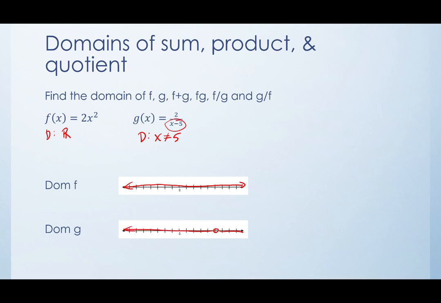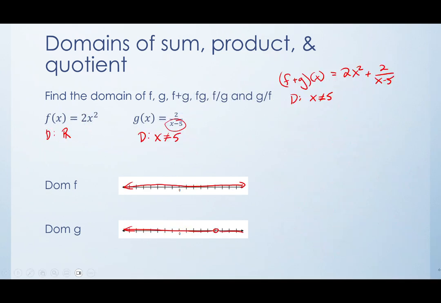So when we think about overlapping these for f plus g, f minus g, f times g, and so forth, our domain is going to be everything but 5. So we do f plus g of x. First off, our domain for that will be everything but 5, right? And finding the function here, of course, we have 2x squared plus 2 over x minus 5. That's really all you're doing for this.